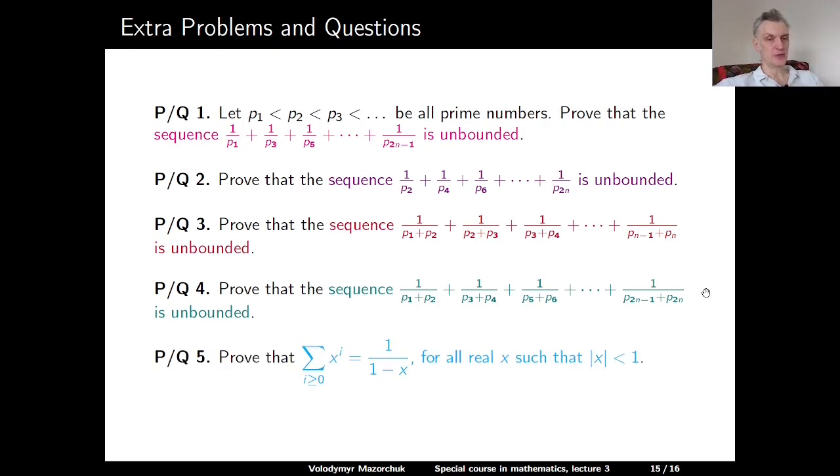And finally, problem question 5. Prove the formula for the sum of a geometric series. So for all real x whose absolute value is smaller than 1, prove that the sum over all i greater than or equal to 0 of x to the power i is equal to 1 divided by 1 minus x.